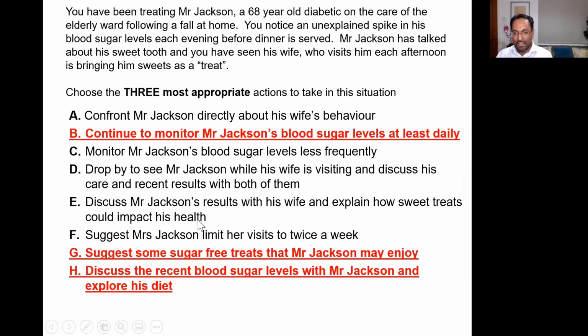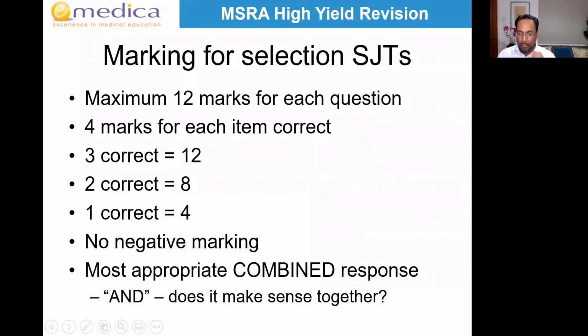Okay. So section 2, remember, it's the most appropriate combined response. Add in the word and in between. Does it make sense together? If it doesn't, change something.